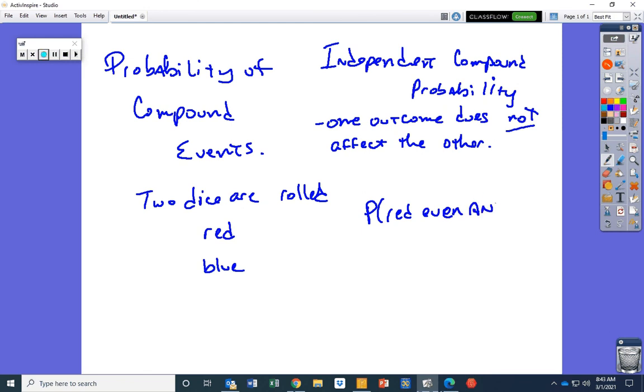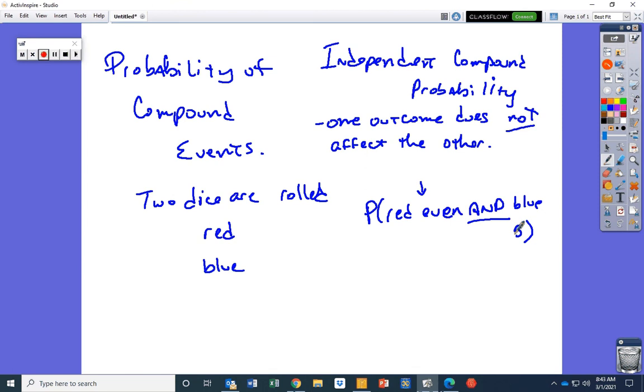And now, this is a key word. What we saw before, we've seen the word or there. Or meant either one was okay. What does and mean? This has to happen, doesn't it? This has to happen. And let's say a blue 5. I want to know the probability of a red even and a blue 5. Does the blue 5 have to happen? Yes. I have to get a red even, and I have to get a blue 5.